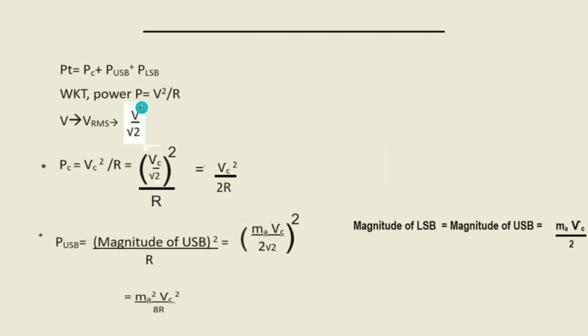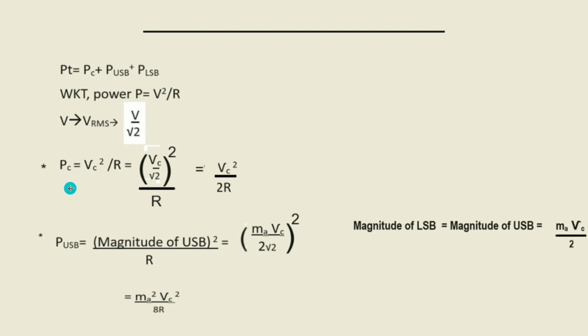We know that the relationship between power, voltage and resistance is P equal to V squared by R. V is the voltage of the corresponding signal, or the amplitude or magnitude of the signal. In a communication system, we always have to consider V as the root mean square voltage, that is V RMS, to find the accurate value of the corresponding signal. So instead of V, we have to substitute V by root 2.